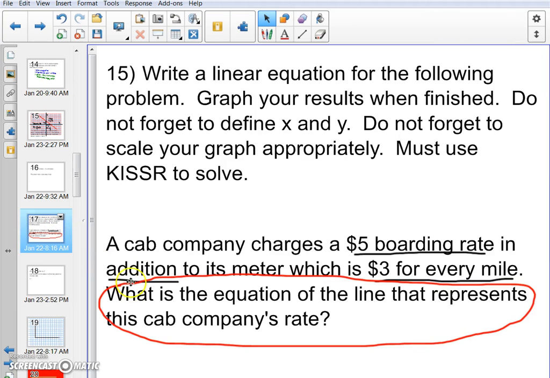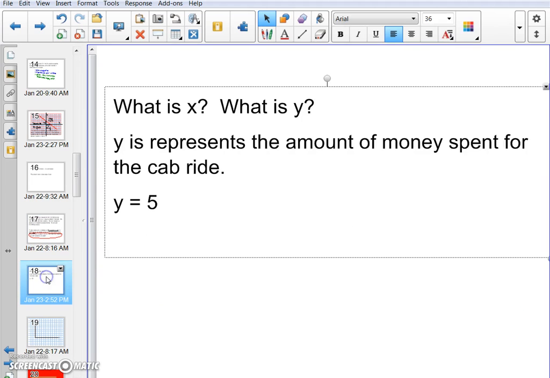Now, we also have the words in addition. That's telling me that I'm going to add to that $5, so I'm going to add that to my equation. And it says, on the previous slide, that we're going to add $3 for every mile. Now, every mile is the mystery here. We don't know how many miles we're going to be traveling. We can be traveling within the city, or we can be traveling within a state, which is a lot more mileage. So that's our mystery.